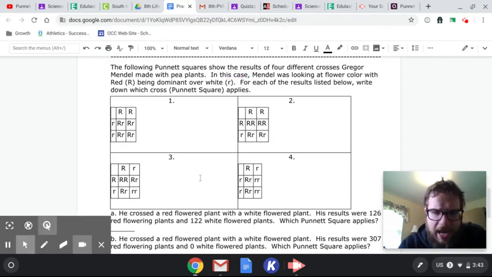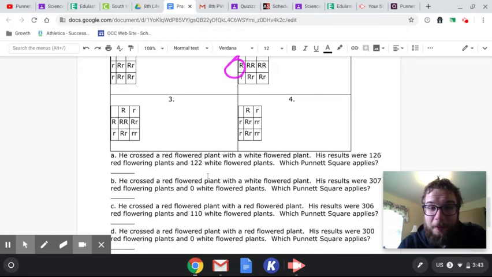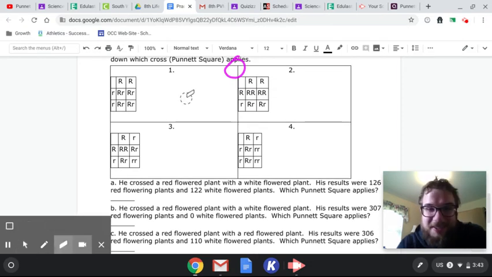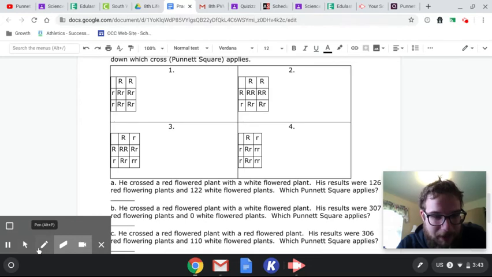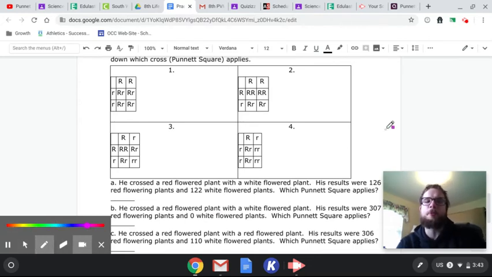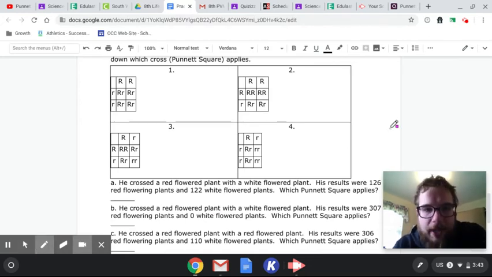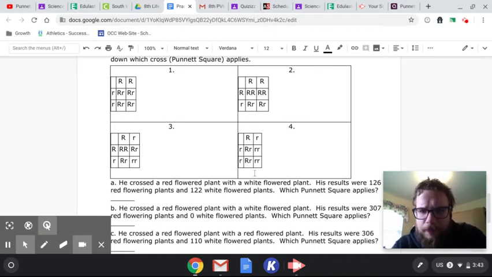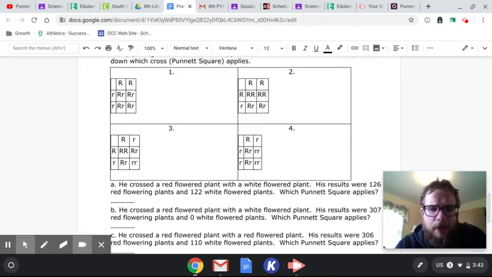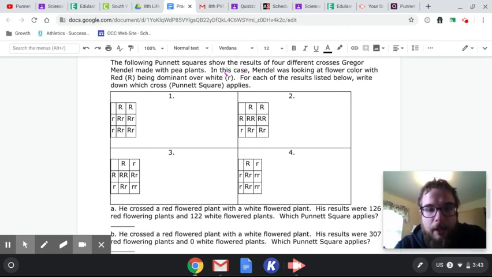So let's look at A down here. It says he crossed. I don't know why that circle keeps showing up. I've erased it, I think 3 different times now. There we go. Hopefully. So it says he crossed a red flowered plant with a white flowered plant. Red flowered plant, white flowered plant. His results were 126 red flowering plants and 122 white flowering plants.